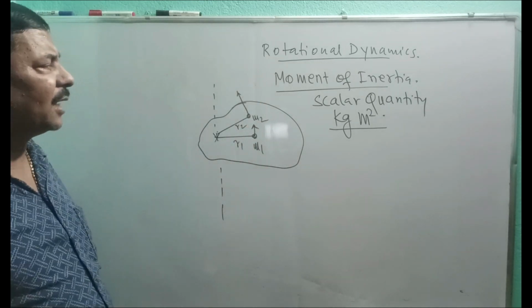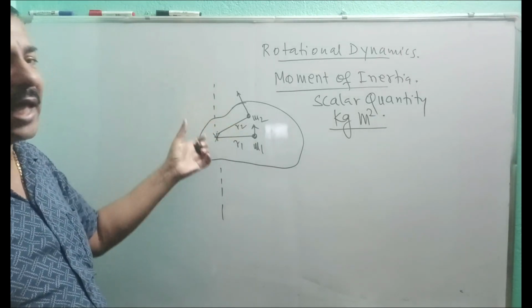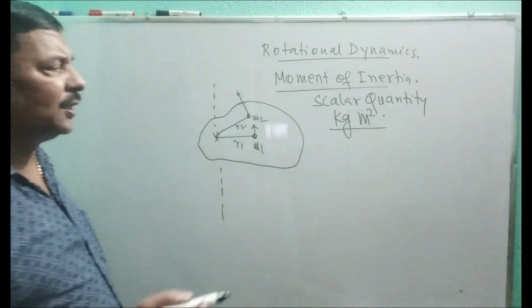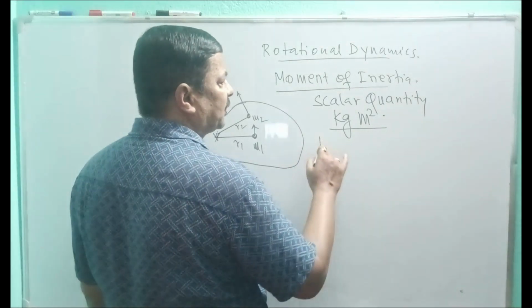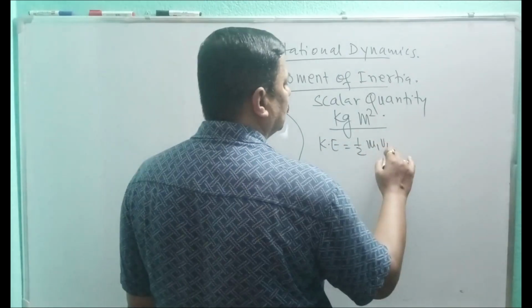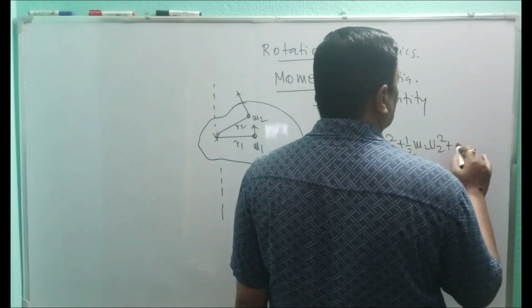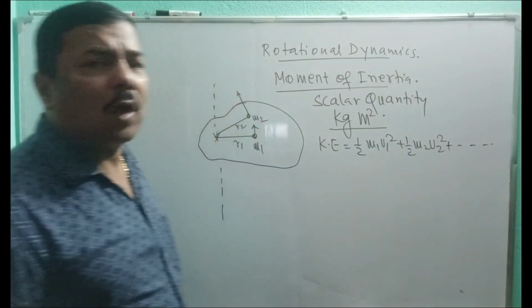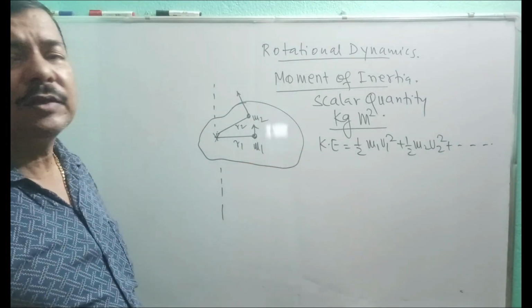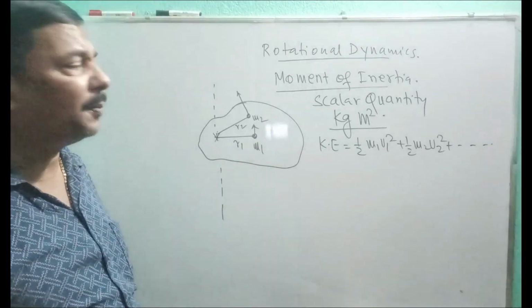So many particles are there, and it is rotating about this axis in this manner. If we talk about the kinetic energy of this system, it is half m1 v1 square, half m2 v2 square, and so on. Infinite number of particles are there.